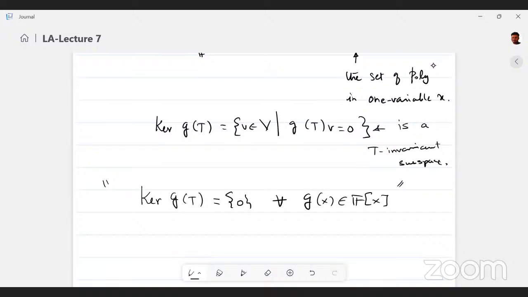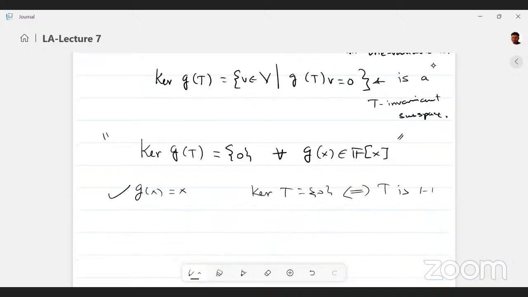So you can take g of x to be x, then that means kernel T is zero. And you know when kernel can be zero, right? Kernel of T is zero if and only if T is one-to-one. So that means at least for this polynomial, if T is not one-to-one, then this is not true. Kernel T must be non-zero. So this is one case that will be ruled out.